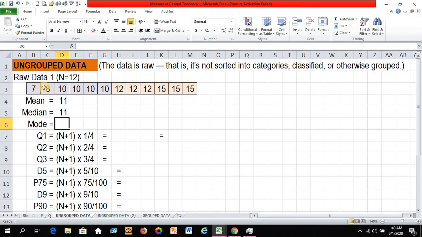Now, pagdating sa mode, inspect lang natin ano ba yung may pinakamarami. 7, once lang nag-appear. 8, once lang nag-appear. Ang 10, 4. Ang 12, 3. Ang 15, 3. So, ang may pinakamataas na appearance ay 10. Ibig sabihin, ang mode natin ay 10.